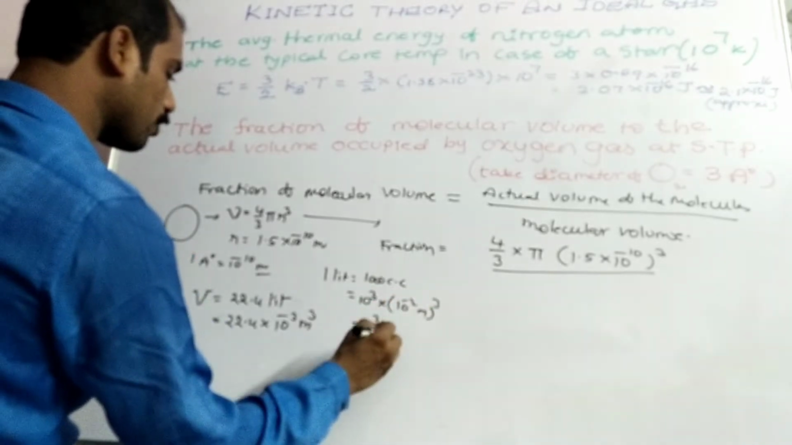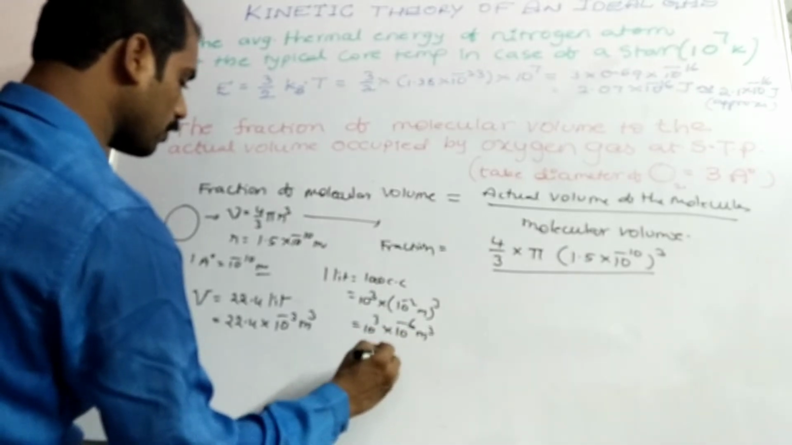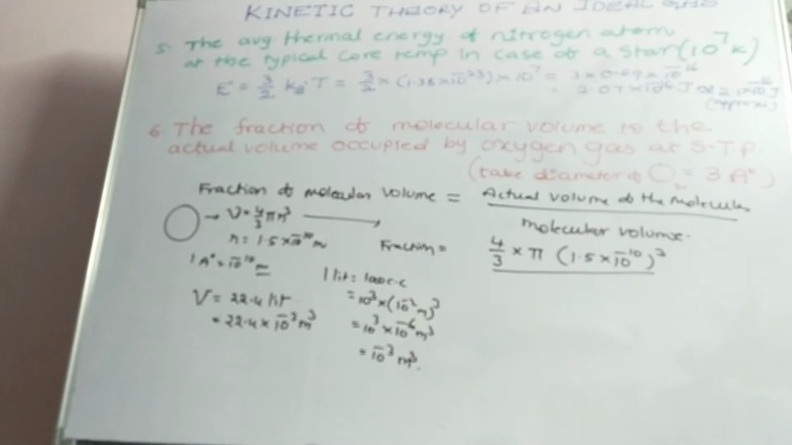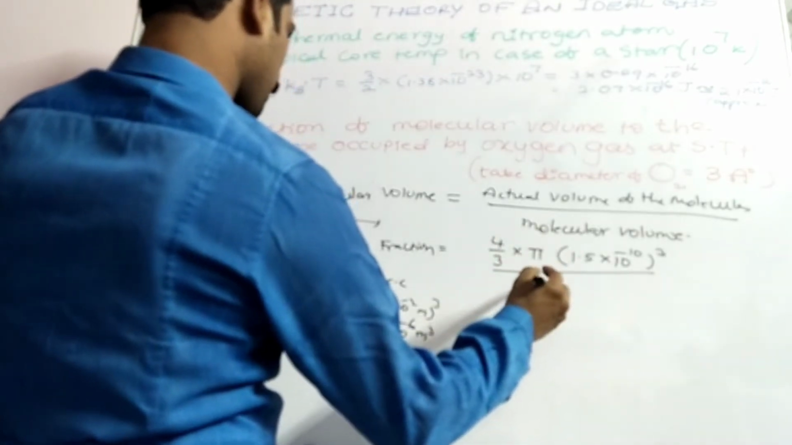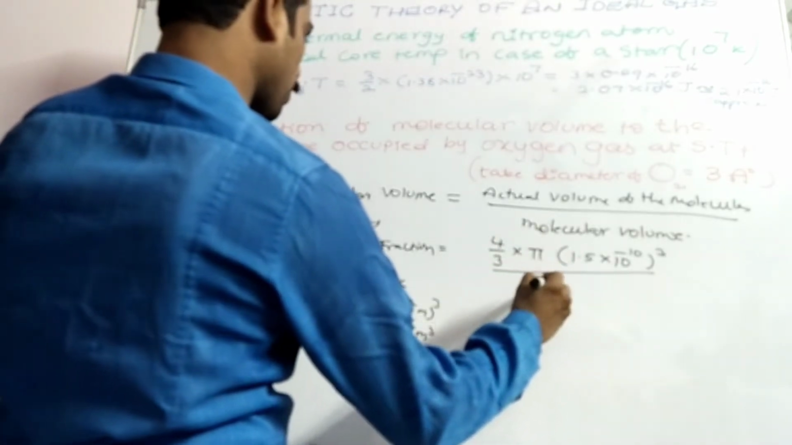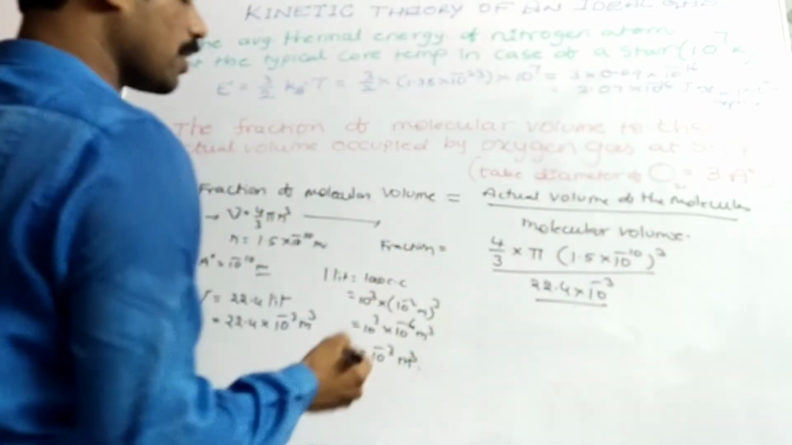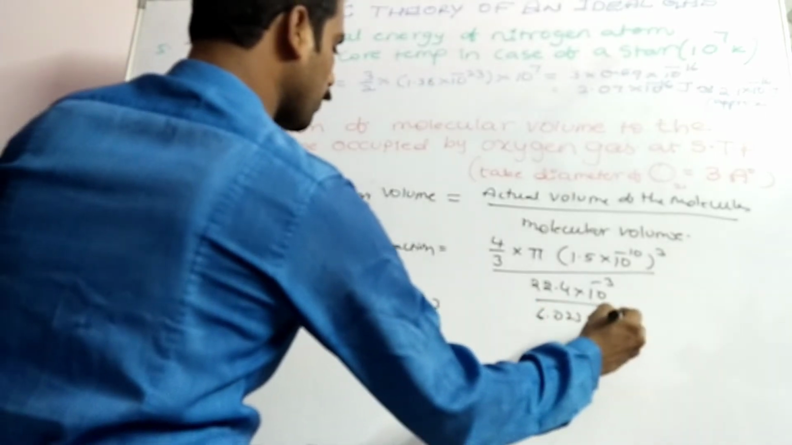That is equal to 10 cube into 10 power minus 6 meter cube, that is equal to 10 to the power of minus 3 meter cube. Then by Avogadro number we have to write molecular volume. Molecular volume is nothing but 22.4 into 10 to the power of minus 3 by Avogadro number 6.023 into 10 to the power of 23.